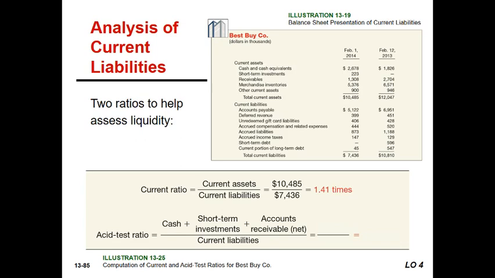However, if we consider that their inventory may not be as liquid or easily movable as, say, cash, short term investments, or even their accounts receivables, and we only look at what we call the highly liquid current assets, and then divide that by the full level of current liabilities, now it's only 0.57 times. So there is a vast difference between the current ratio and the acid test ratio for Best Buy.